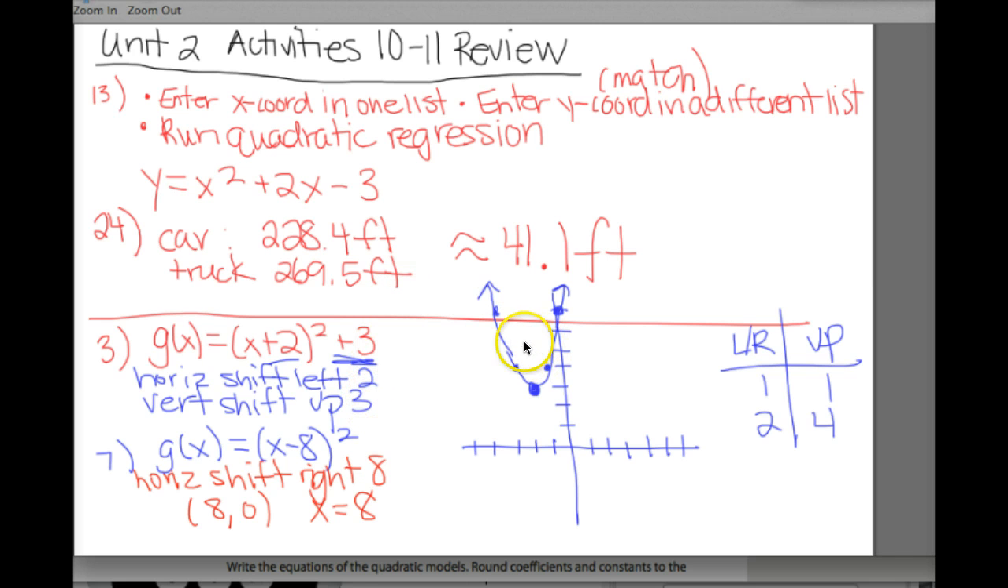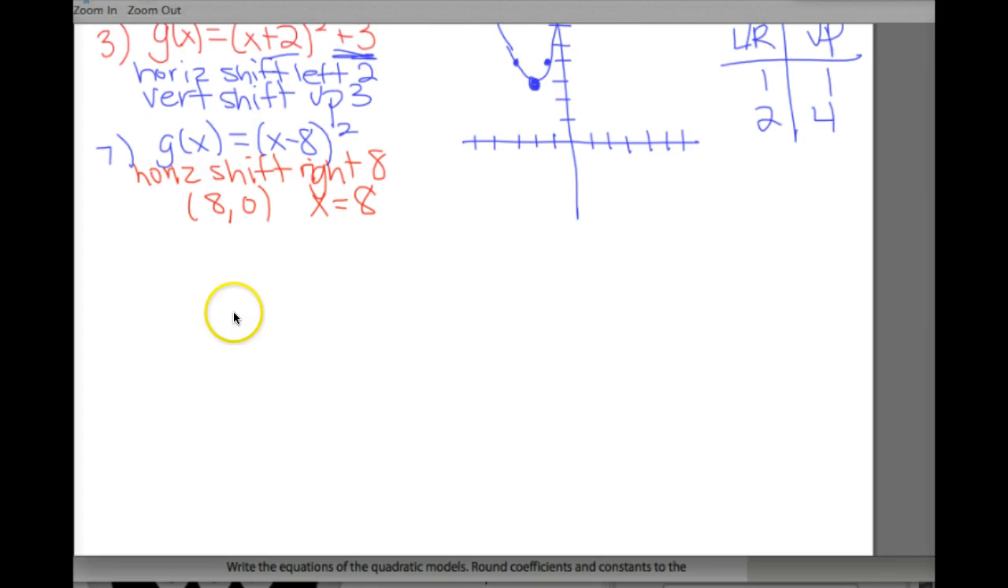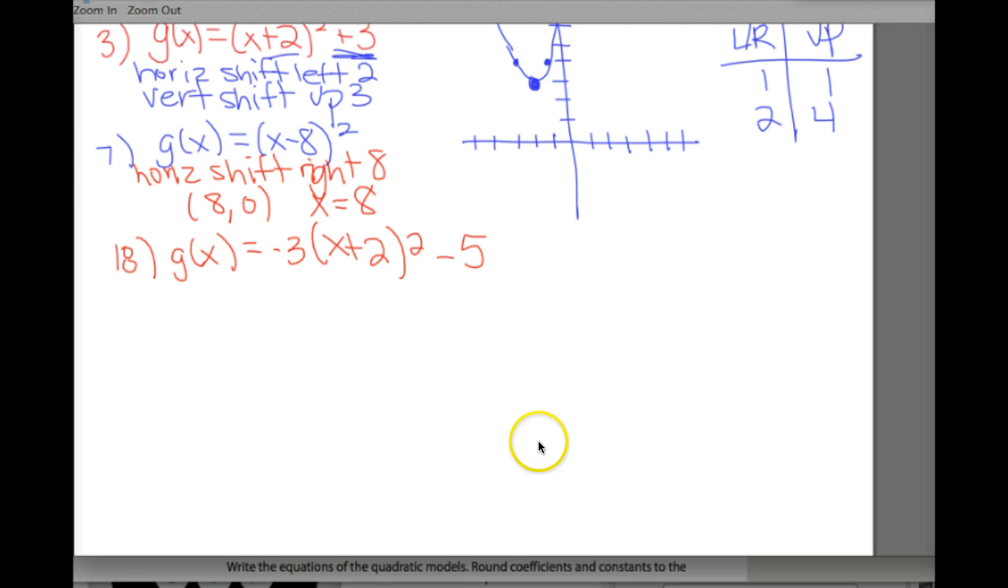Now we're going to look at one where we have some shrink stretches and reflections. So we're going to look at number 18. So we've got g of x equals negative 3 times (x plus 2) squared minus 5. All right, so in order to perform the graph, you have to know the transformation. So we're going to list those first. The order that you list them is not important. I usually list them in the order that I graph them, but it doesn't really matter.